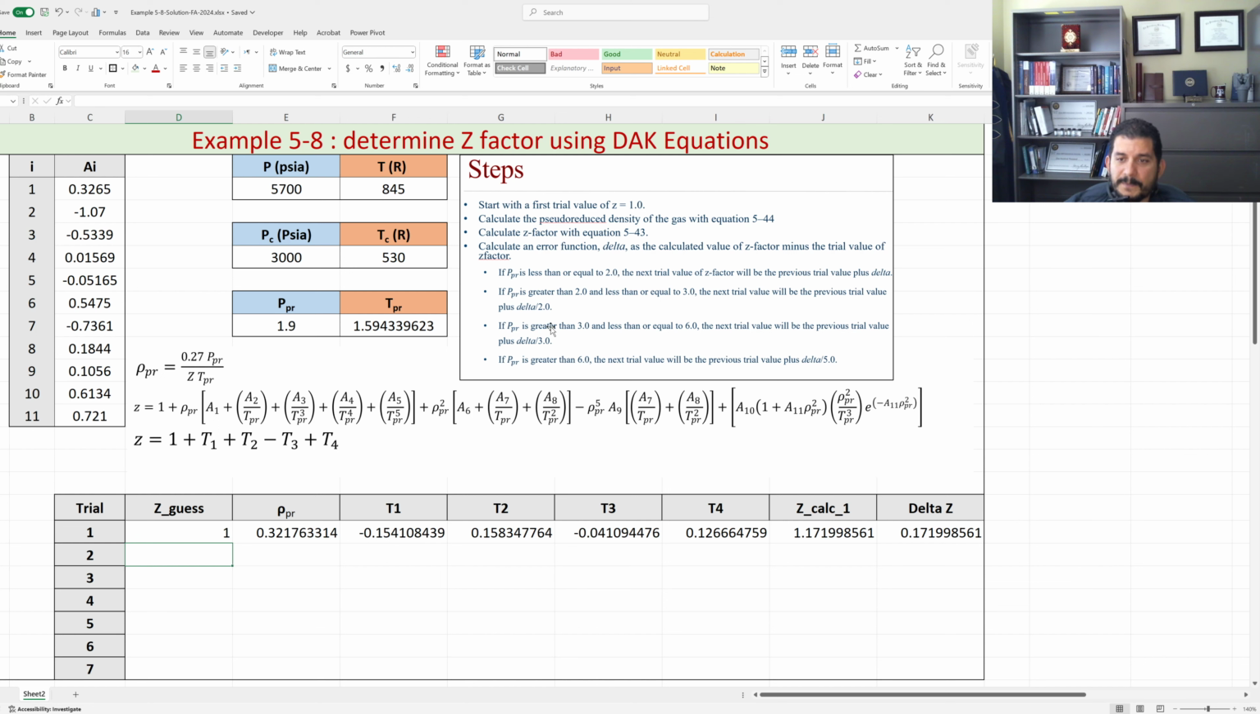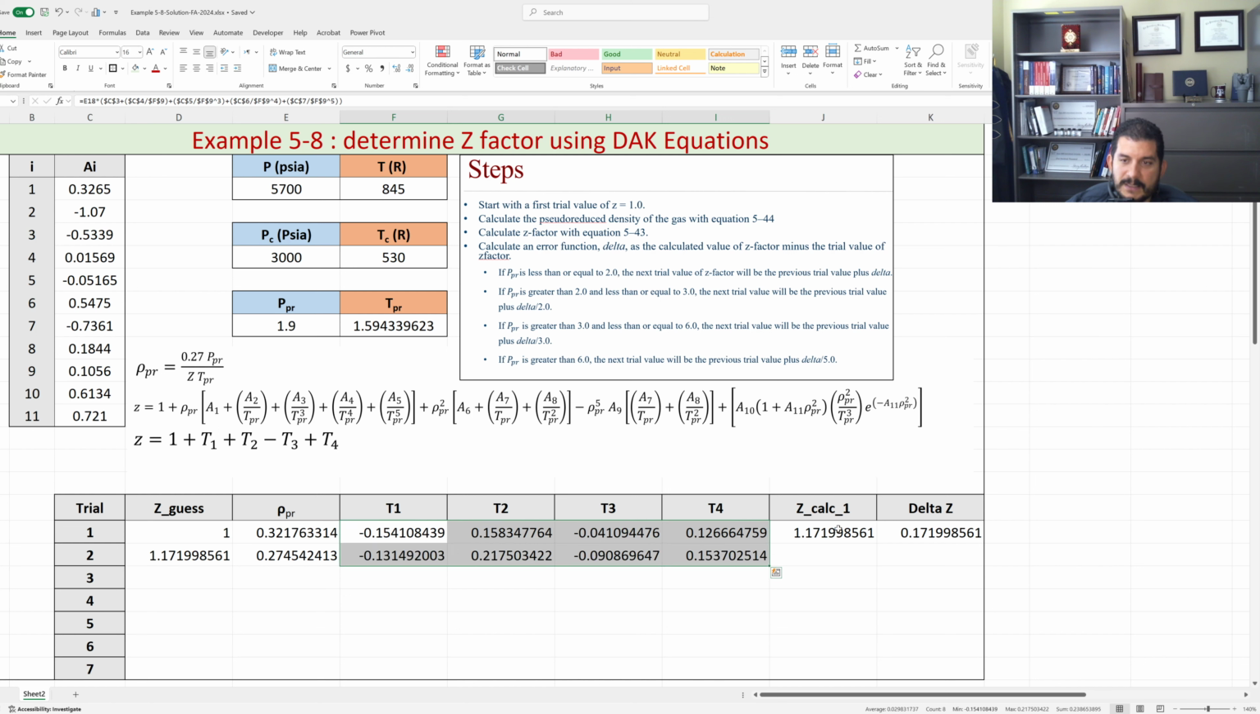So when we look at that, it says that if your pseudo-reduced pressure is less than or equal to, we use this one, and then if it's 2 to 3, 3 to 6, and so on. So our pseudo-reduced pressure here is 1.9, so we'll go the first step. So let's say the next trial value of z factor will be the previous trial value plus the delta. So here, you can see it would equal this plus the delta, which is that one. Enter. And now I will repeat this. Same thing for those. I take it next step.